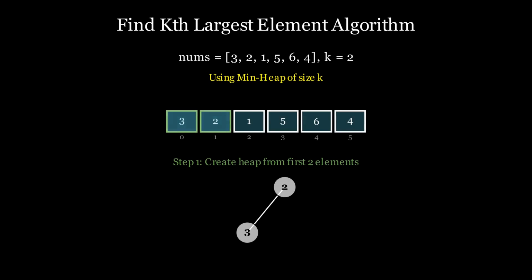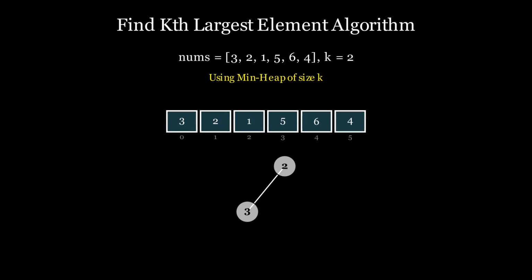Now we're going to loop through the rest of the array, and for each element we're going to compare it with the root node of our min heap. If it's less than the root node, we're going to skip that element. And if it's greater than the root node, then we're going to swap that element with the root node. Like in this case, we're going to swap 2 with 5. And then we're going to restore the min heap property.